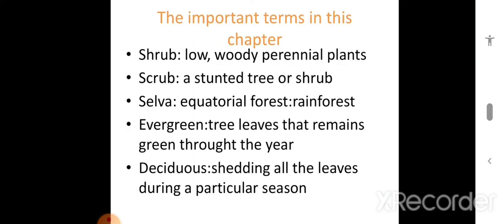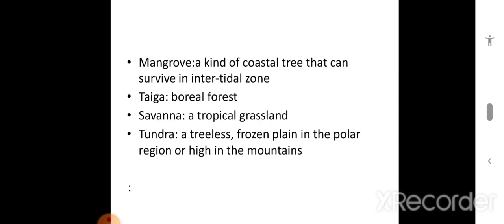Now this is the lesson, and some important terms are here in the glossary part. Shrub: low woody perennial plants are called shrubs. Scrub: a stunted tree or shrub. Selva: equatorial forest or rainforest. Evergreen: tree leaves that remain green throughout the year. Deciduous: shedding all the leaves during a particular season. Mangrove: a kind of coastal tree that can survive in the intertidal zone. Taiga: boreal forest. Savanna: a tropical grassland. Tundra: a treeless frozen plain in the polar region or high in the mountains.